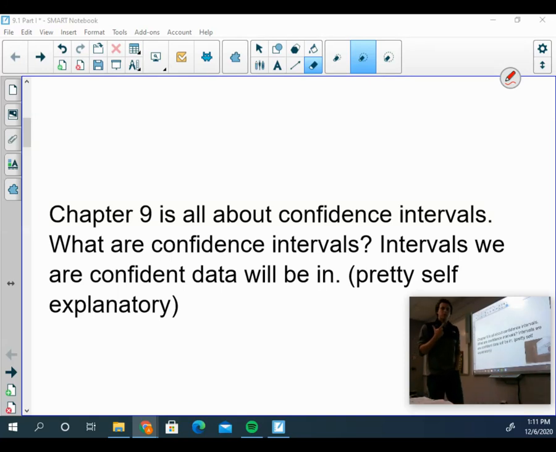This is going to be a video about 9.1, which is our first section in chapter 9. And chapter 9 is going to be all about this concept called confidence intervals. Now, let's give a little background before we talk about specifically what confidence intervals are.